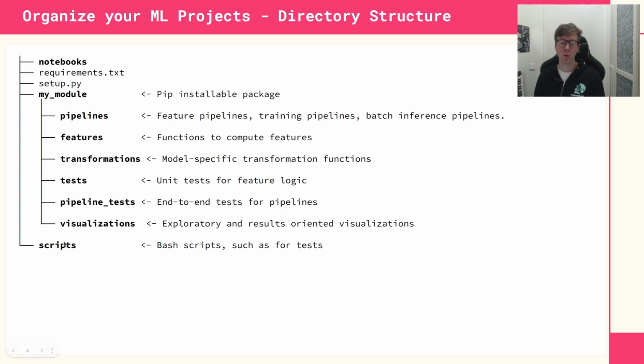So we saw that we had some scripts that were used, for example, to convert a notebook into a Python executable program that we could then run as a GitHub action. In general, any bash script you need, and this might be for things like running tests or running pipelines, you can put into a scripts directory here.